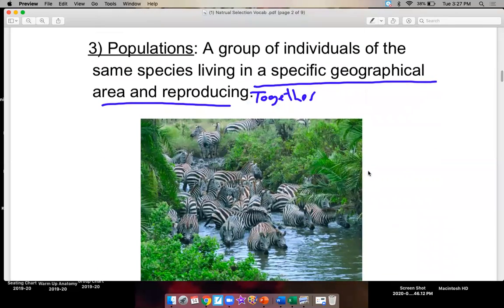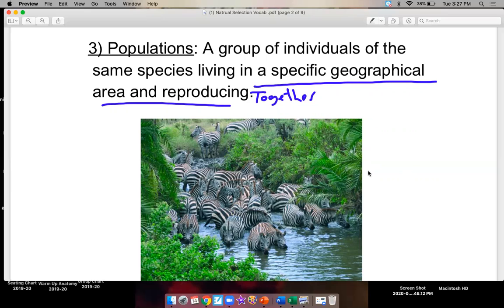Population. A group of individuals of the same species in the same geographic area and reproducing with each other, right? That's what a population is. Same species in the same place and reproducing, right? Philadelphia is a population. We have a population of human beings in Philadelphia, and we all live together in that area, and the people who live in that area are reproducing and having more people in that area. That's what a population is.